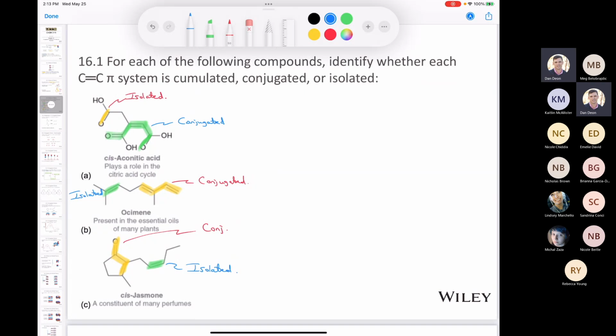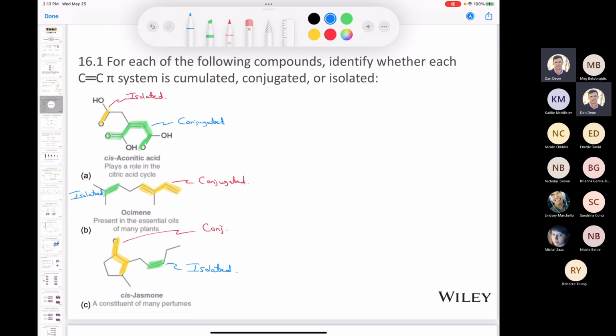My students usually don't get too bogged down with this concept, but everybody needs to be able to identify conjugated double bonds and isolated and cumulated. All right, give me a thumbs up if you follow me on that. If you have a question, stop me. Even if you come up with a question 20 minutes from now, I don't care.